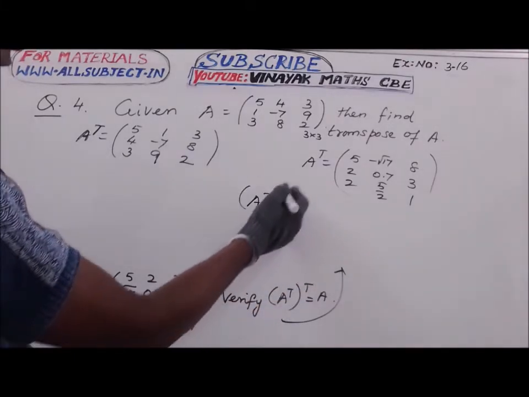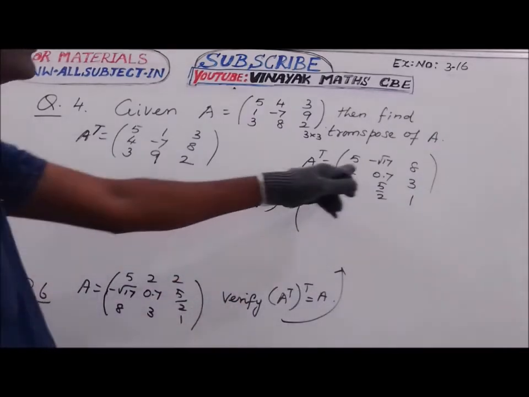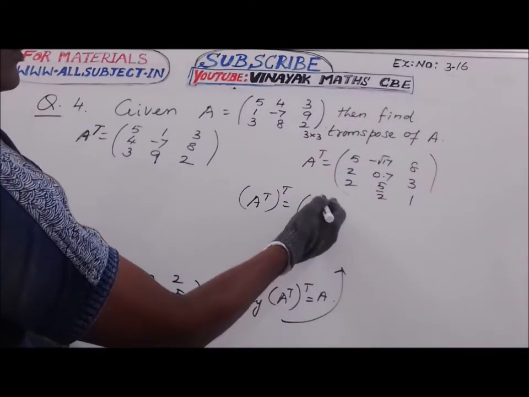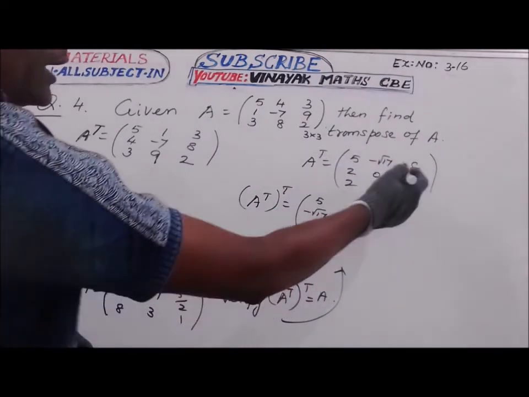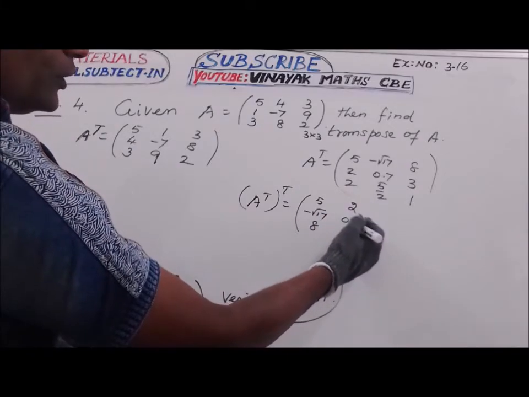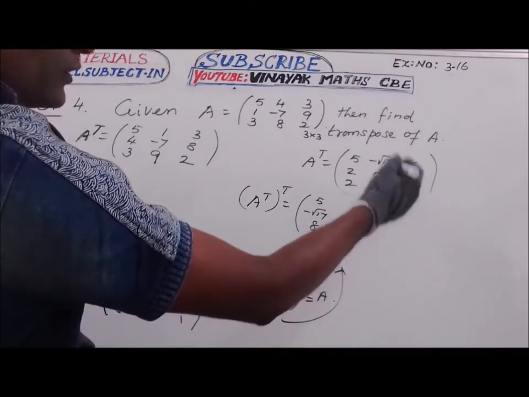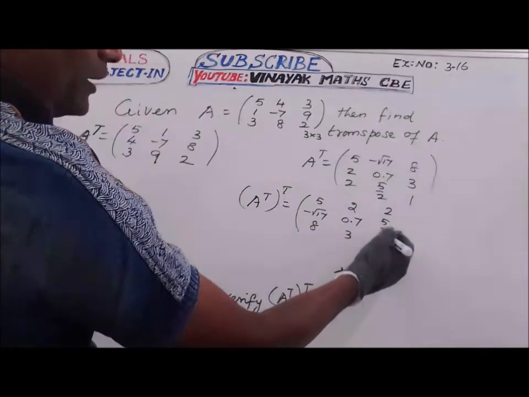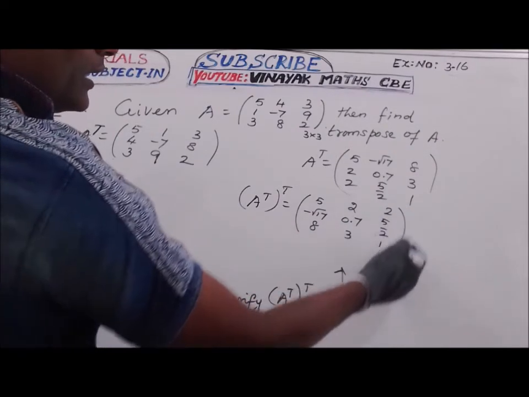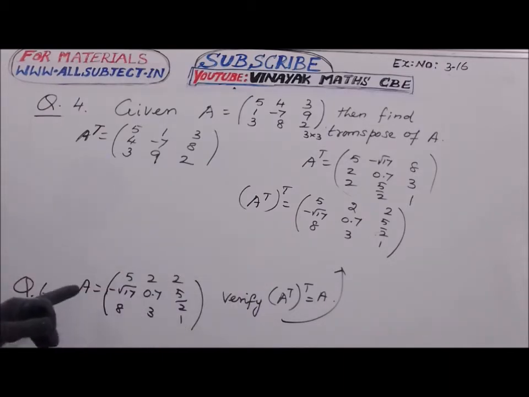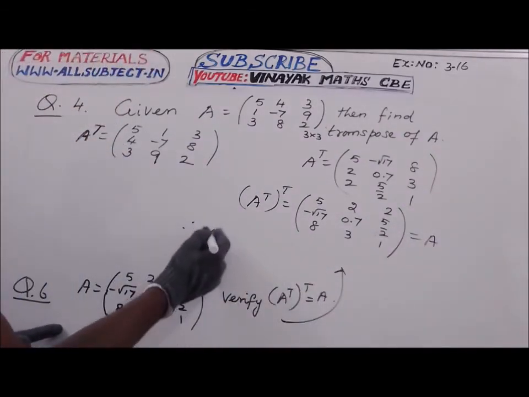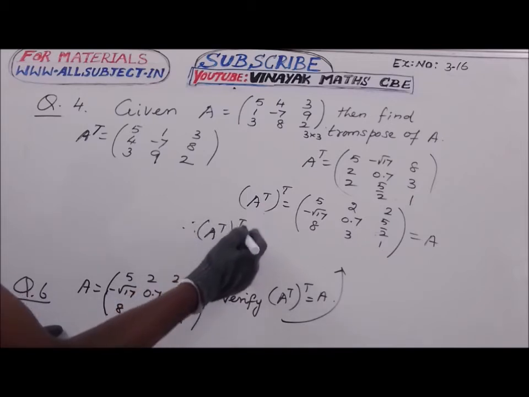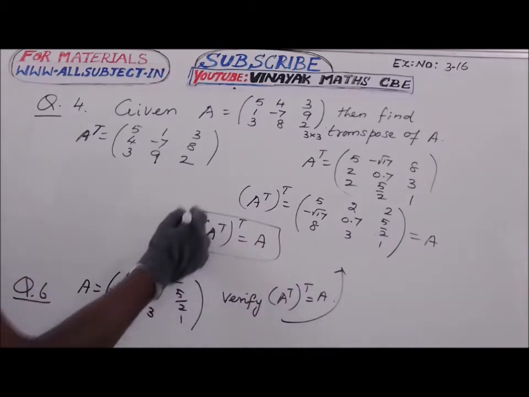Finding the transpose of A transpose. Now interchanging these rows into columns again: 5, minus root 17, 8. The first row is interchanged as the first column, the second row as the second column, 2, 0.73, and the third row as the third column, 2, 5 by 2, 1. Now compare with the matrix A here, both are equal. This means A transpose whole transpose is equal to A. So we have verified it.